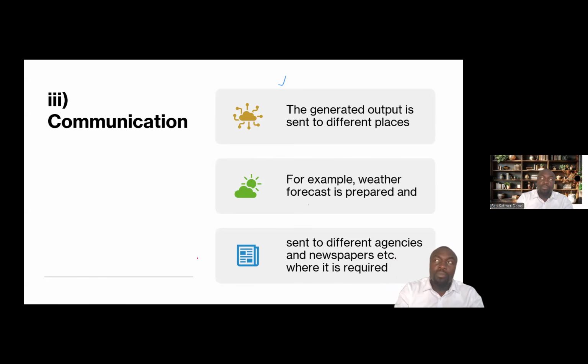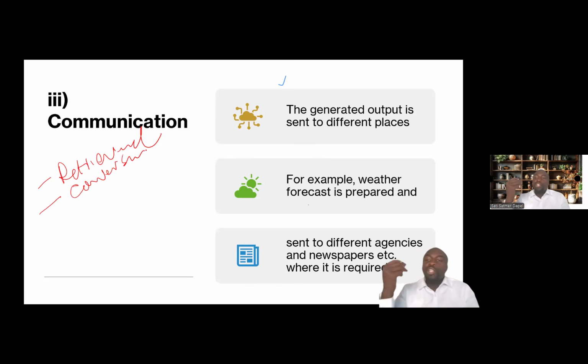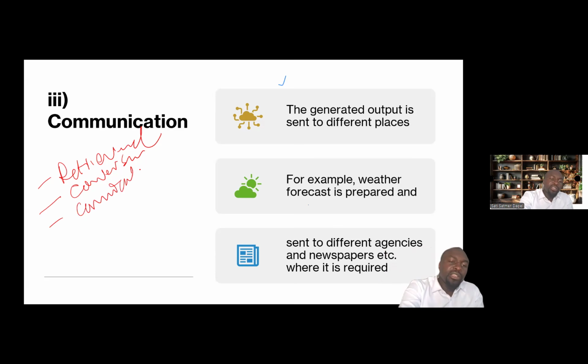So we said number 1 is what? Retrieval. And where does it retrieve it from? From the processing storage. Is that not so? Then number 2, it does conversion. Remember, in the input stage, once it receives it, it will do what? Coding and conversion. Once it verifies it, it will do coding and what? Conversion. It will convert it to machine understandable form. The processing stage will do all processing using machine understandable form. Now in the output stage, it has to convert it back. Then you have communication.